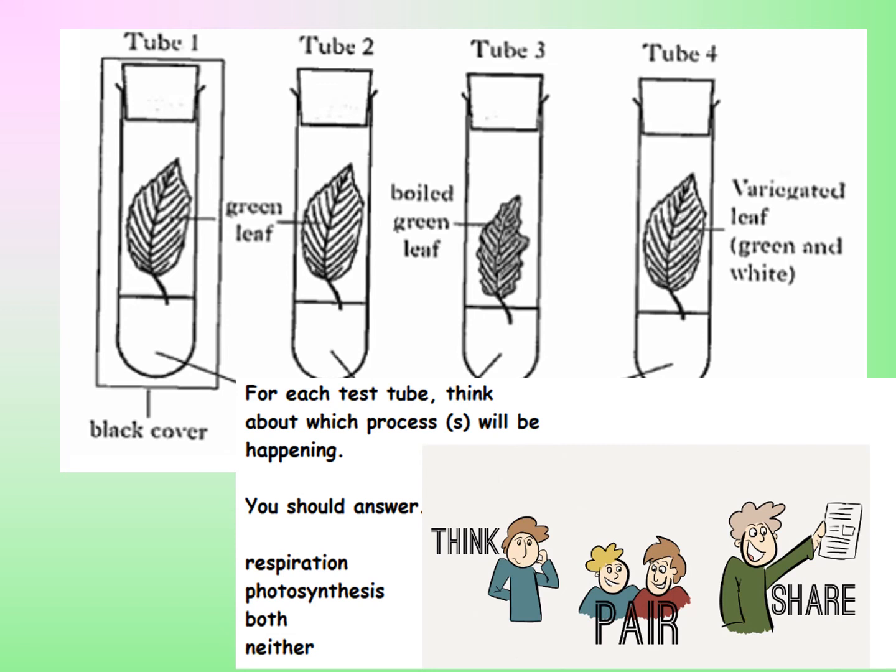Now tube 4, will photosynthesis be happening? Remember, variegated means we do have chlorophyll, but maybe a bit less. So there's nothing to stop photosynthesis from happening, but maybe not as much as tube 2, for example, which is not variegated, which is just green. What about respiration? Is there anything stopping respiration from happening? No. So, both.